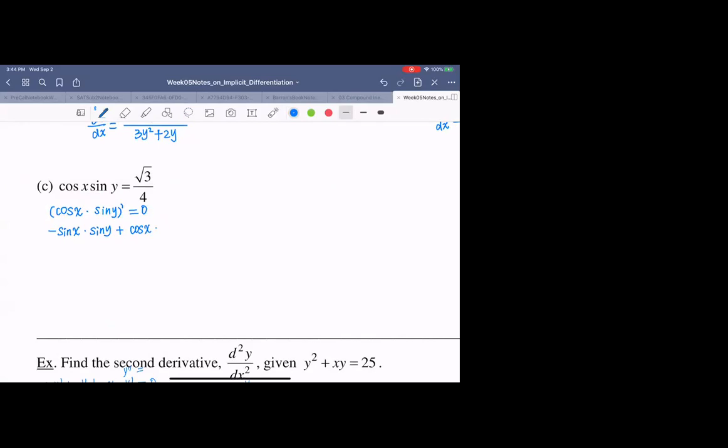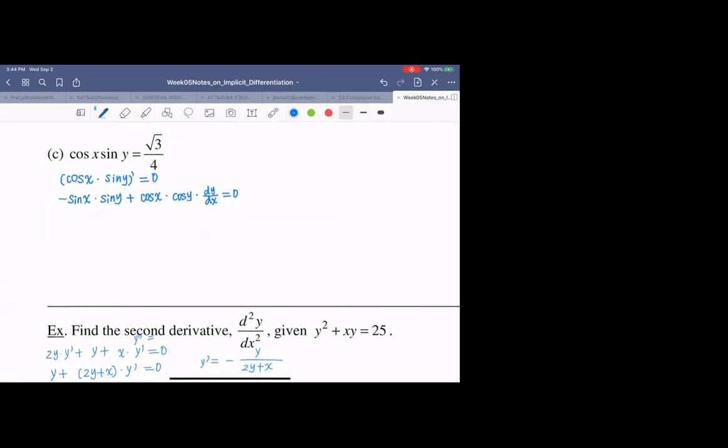For the derivative of sine y, you have to use the chain rule. The derivative of sine y, first it is cosine y. And then because y is not x, you have to do the y derivative. The y derivative is dy over dx. And then this guy equals 0. Does this make sense? Yes.